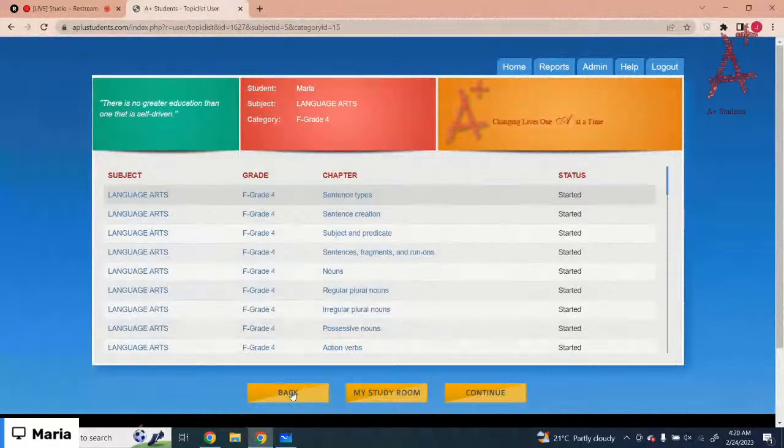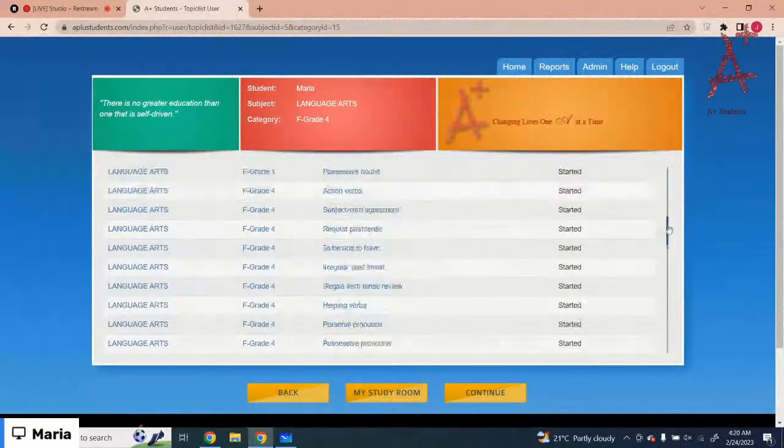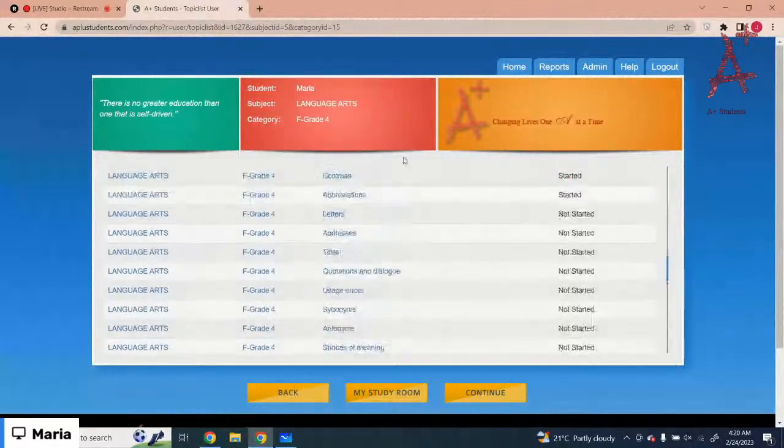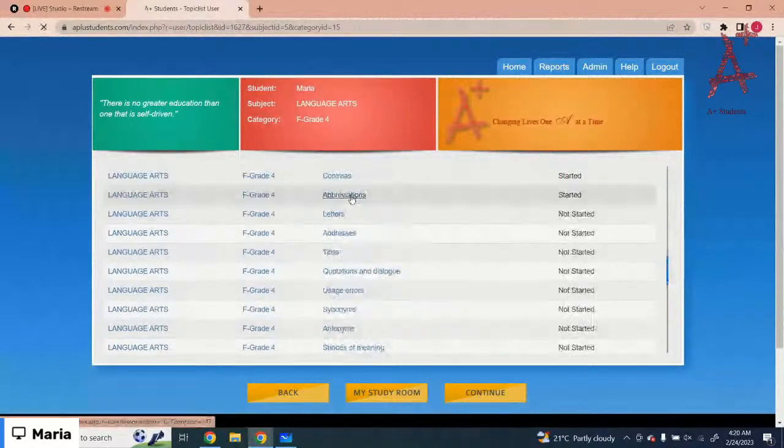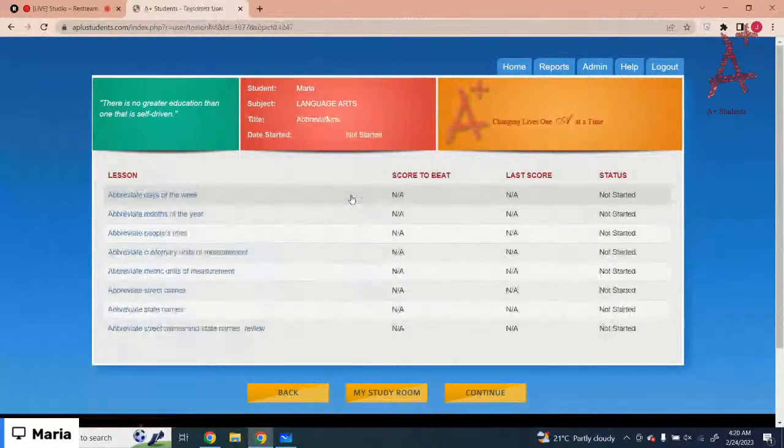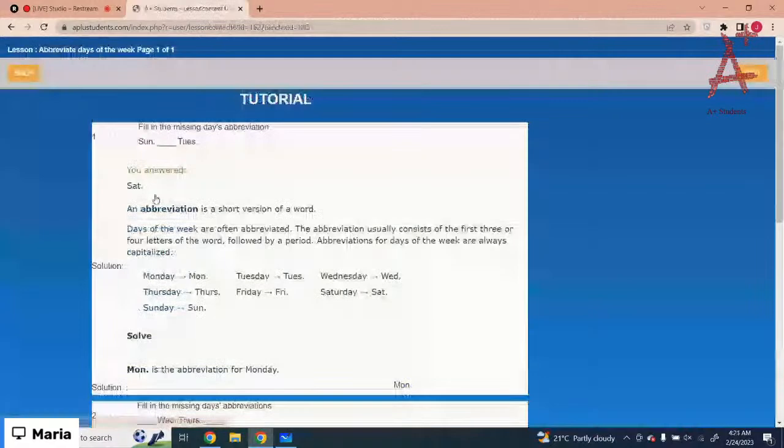The next chapter is abbreviations. So let's start with the new chapter, abbreviations. Let's start with the first lesson, abbreviate days of the week. Fill in the missing day's abbreviation. An abbreviation is a short version of a word that we cannot say in whole. We can just write down the short version of the word.